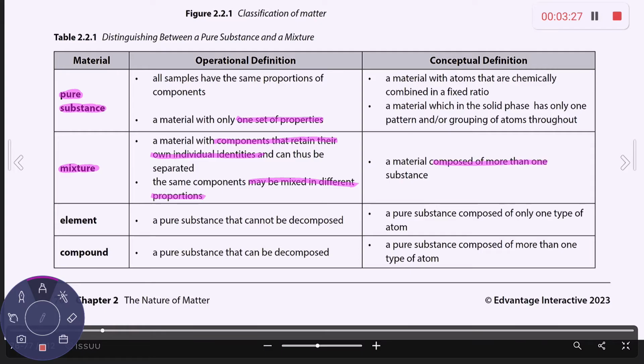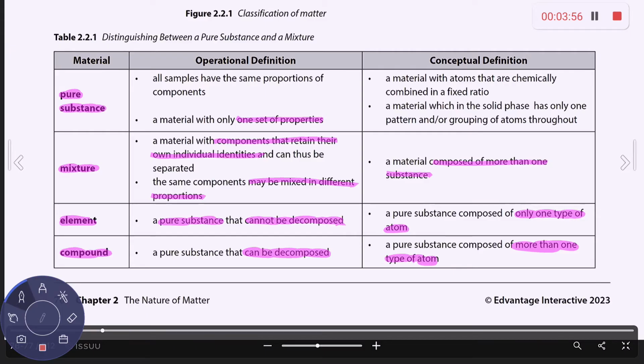Okay? And then if you're taking a look at something like an element, which we talked about a little bit up above, that would be a pure substance. You cannot decompose an element into simpler things because it is only made of one type of atom. Maybe it's a chlorine atom, maybe it's just a hydrogen atom, maybe it's just a carbon atom. And then compounds can be decomposed because those have more than one type of atom, and those are chemically attached to each other.